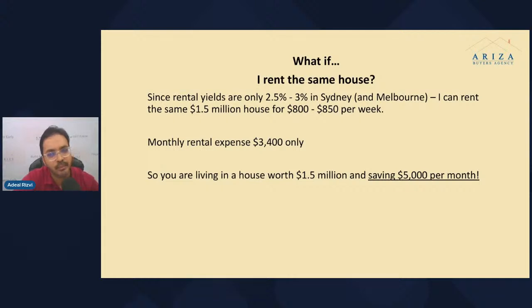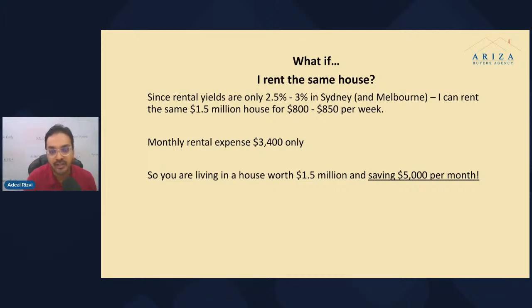But what if I rent the same house? What if I decide I don't want to pay 8,300 every month for a mortgage? I will just rent the house. And the same house can essentially be rented for $800 a week, because the rental yields in Sydney and Melbourne are very, very low. And what that means is that Sydney and Melbourne usually is not a good place to invest for a lot of people, because that stops them from borrowing more money. They can't just borrow more because their rental income is so low. They're hugely negatively geared. So their income from the rental property is lower and their expenses are much higher. So that's where Sydney and Melbourne doesn't work for a lot of people.